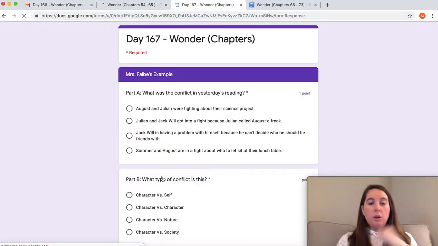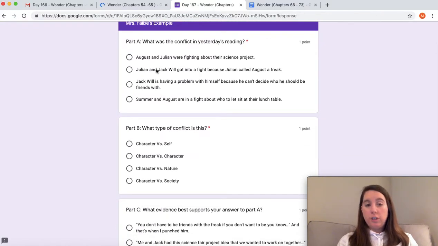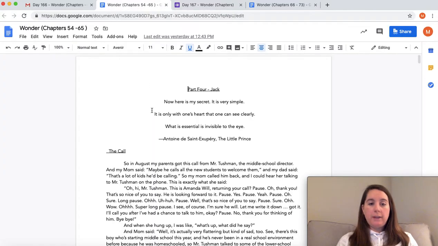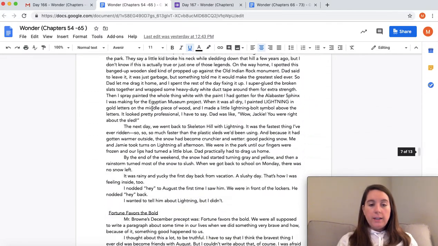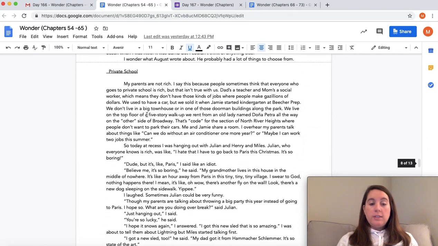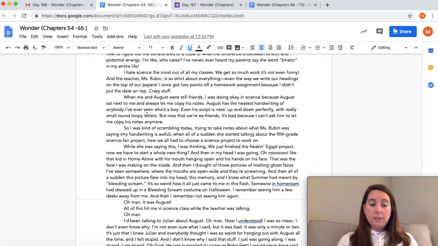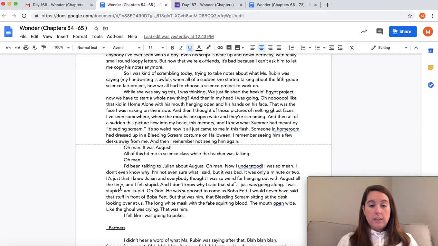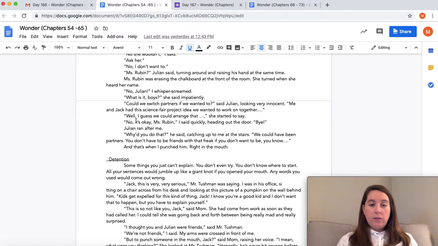All right, so our first example today is identifying the conflict or the problem in yesterday's reading. So I would mark this up by underlining or circling conflict and then underlining or circling yesterday's reading. So we want to think back to yesterday's reading when we learned about Jack. And if you remember, Jack was in science class and he got partnered with Augie. Now that wasn't the problem. Let's look and see. So they're in science class. Here we go. And they find out who their partners are.